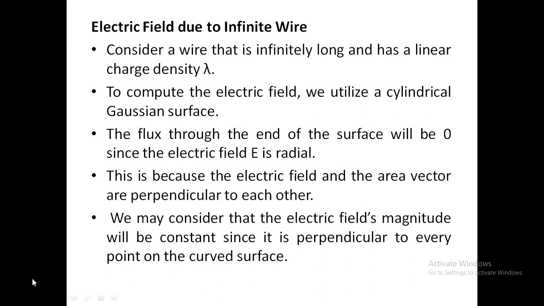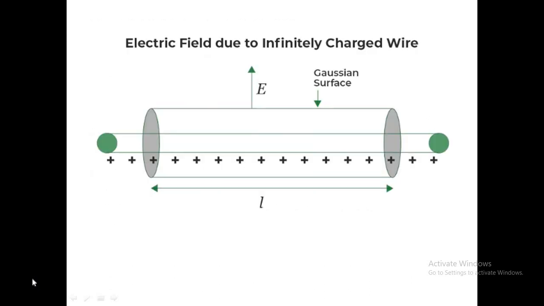Electric field due to infinite wire. Consider a wire that is infinitely long and has a linear charge density lambda. To compute the electric field, we utilize a cylindrical Gaussian surface. The flux through the end of the surface will be zero since the electric field E is radial. This is because the electric field and the area vector are perpendicular to each other. We may consider that the electric field's magnitude will be constant since it is perpendicular to every point on the curved surface. Given below is the diagram representing the electric field due to the infinitely charged wire.